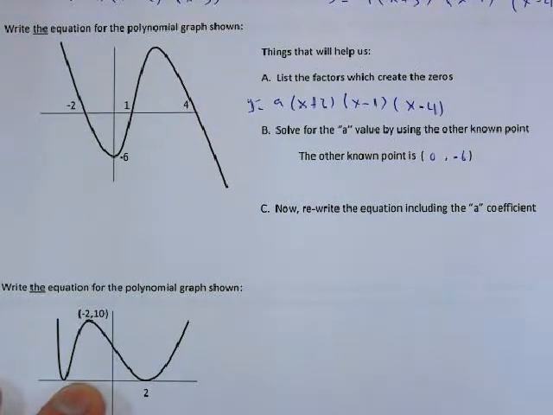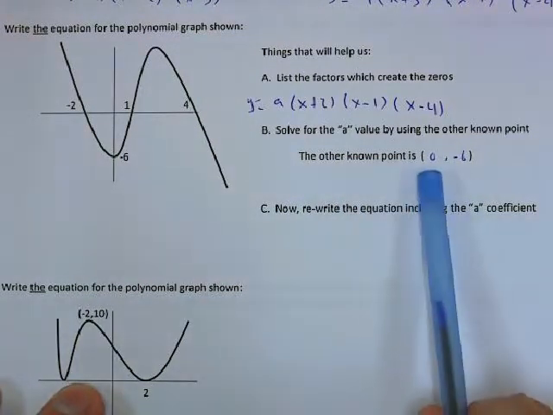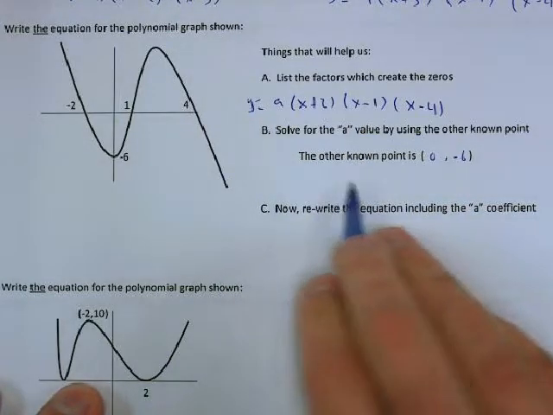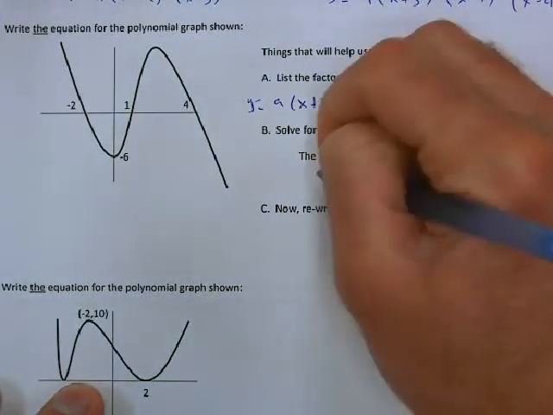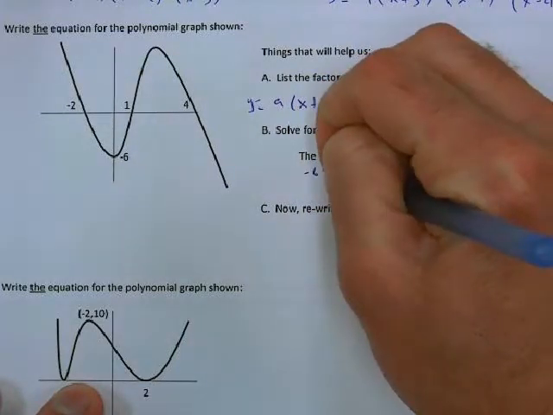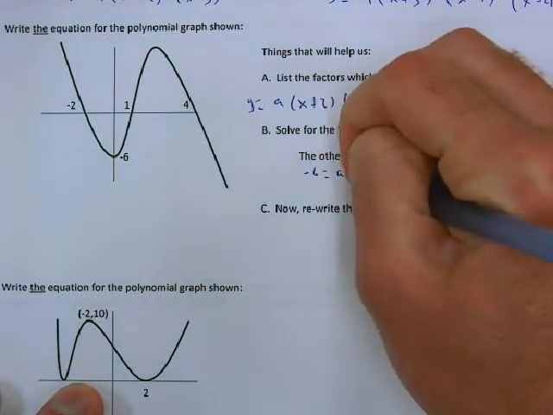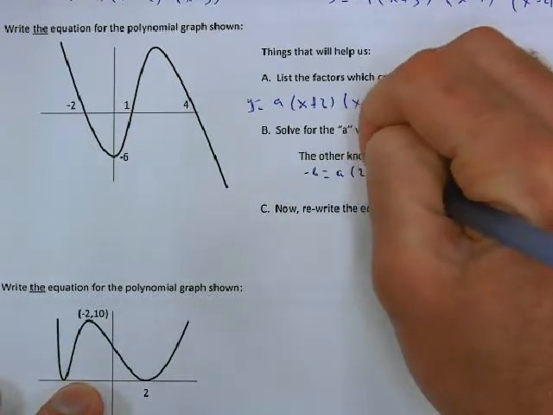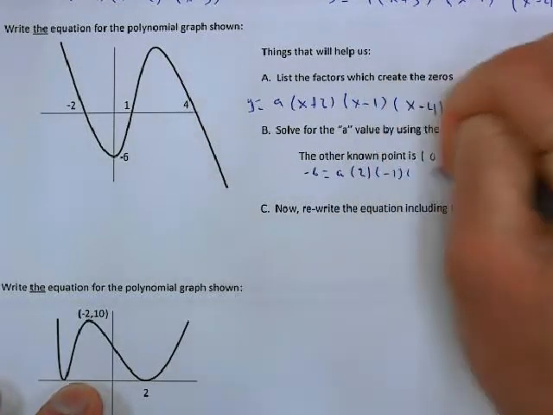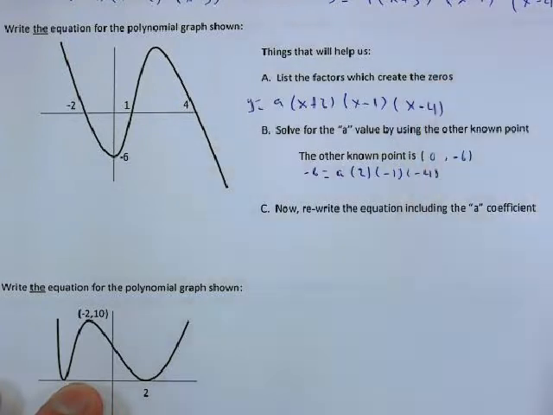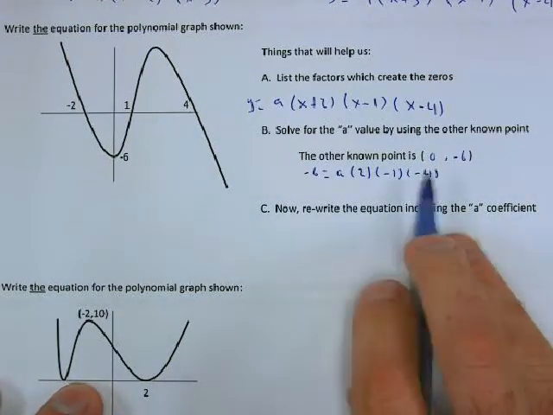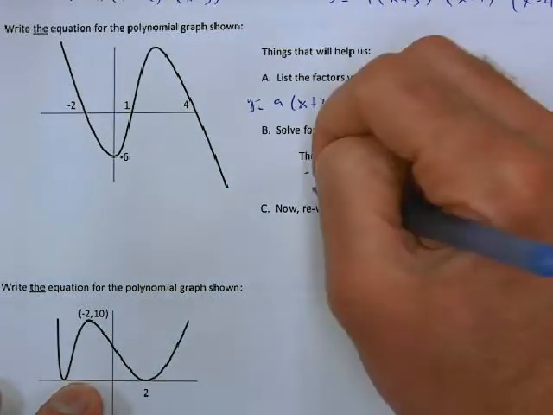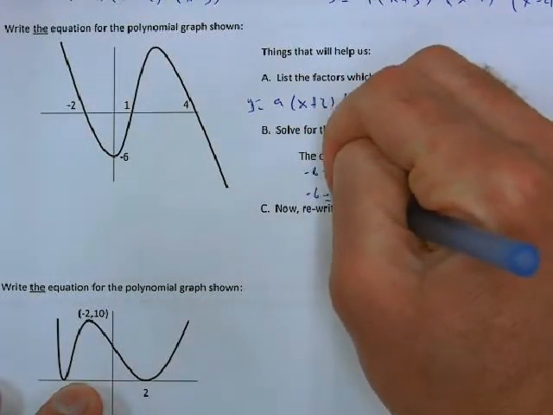And then what negative number is it going to be? Well, let's stick in x is 0 and y is -6. We can probably squeeze it in right here. So if y is -6 when x is 0, we get -6 equals a times, then if I stick in 0 here, here, and here, I get 2 times -1 times -4. Let's see, multiply these out, we get +4, +8, so -6 equals 8a.